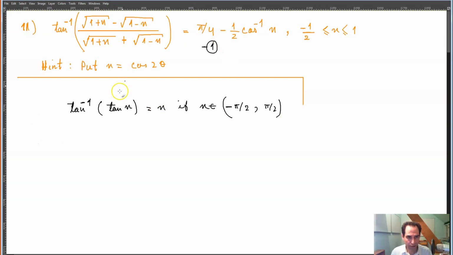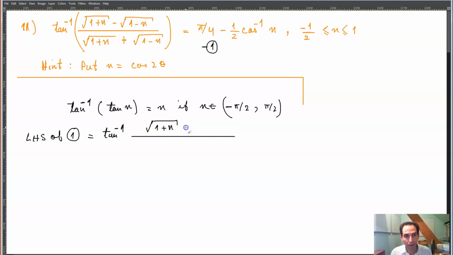Now, in order to solve the problem, you can write the LHS of this expression, which is the tan inverse of the square root of 1 plus x minus the square root of 1 minus x over the square root of 1 plus x plus the square root of 1 minus x. Right? So that is the LHS.